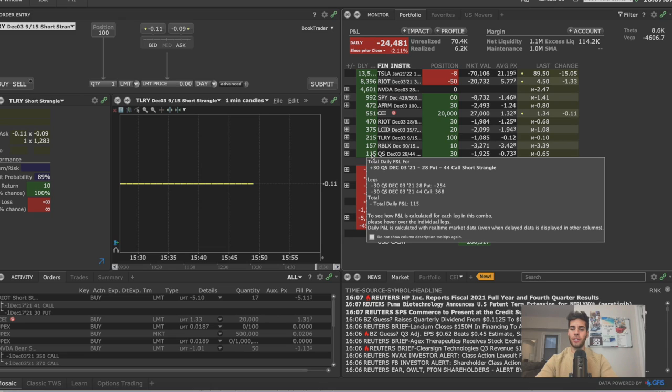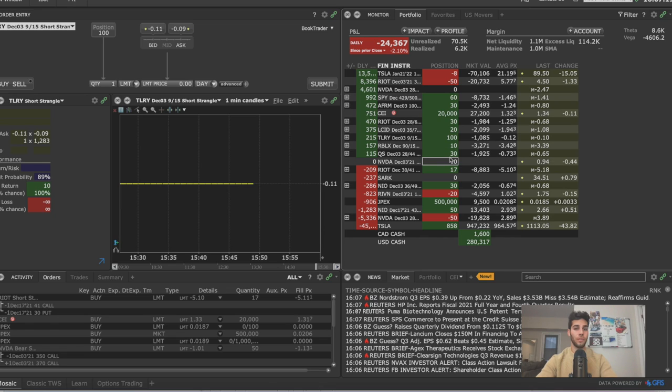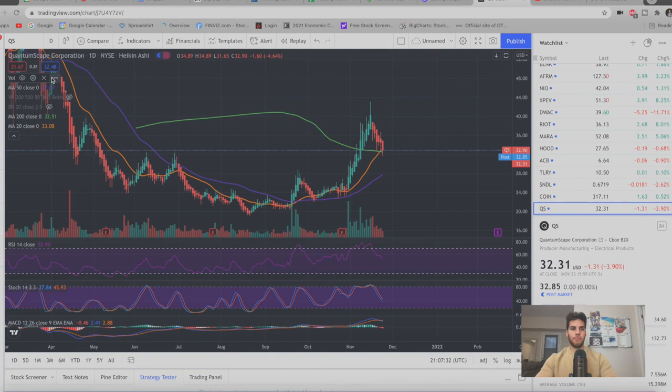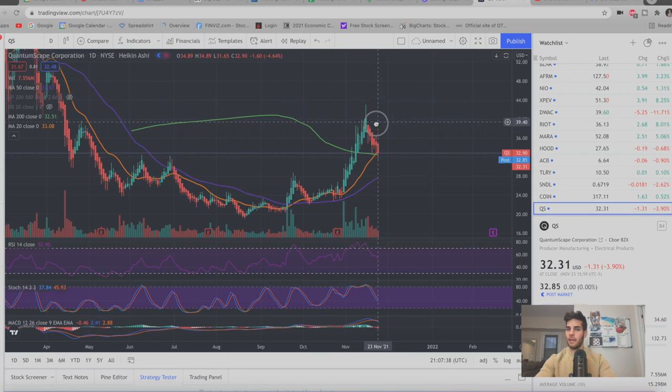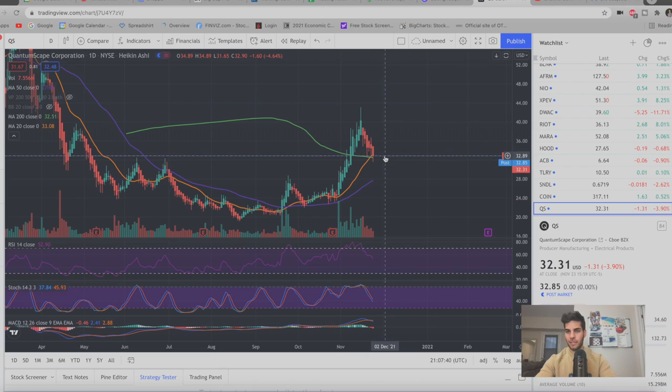Another one is on QuantumScape, December 3rd expiration as well, 28 strike put, 44 strike call, 30 contracts. We collected $2,200 for placing this trade on yesterday, and total time was about a week and a half because it expires next Friday. Basically, we had just been selling off ever since the start of the year and then had a nice rally along with all the EVs, and then the past few days have been selling off again consistently.